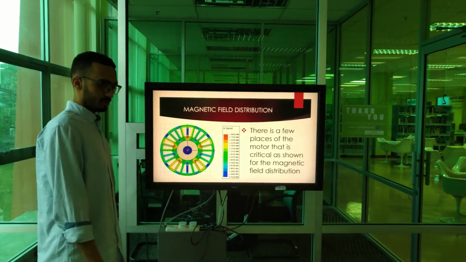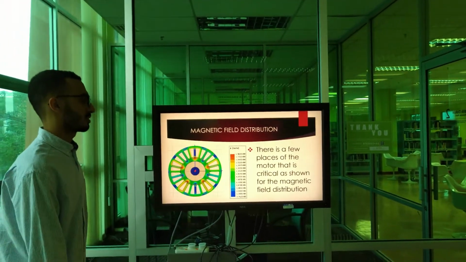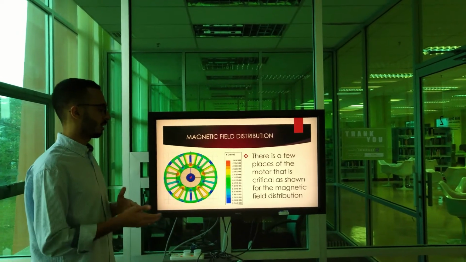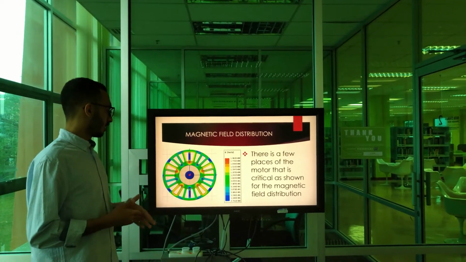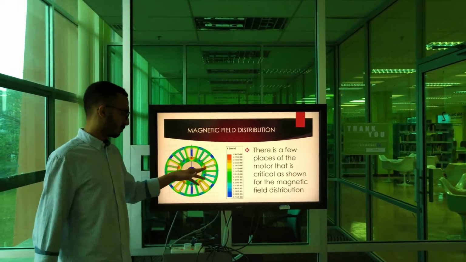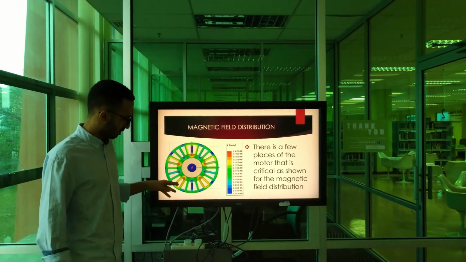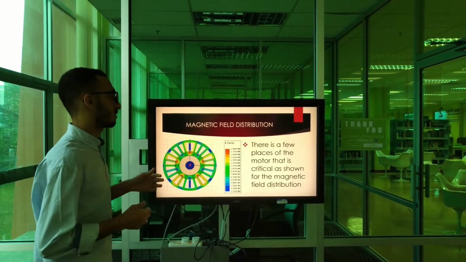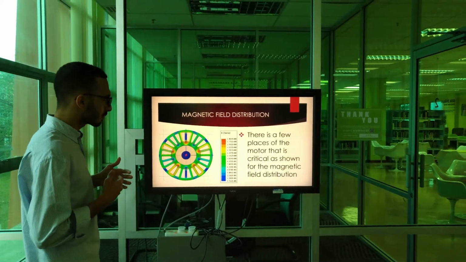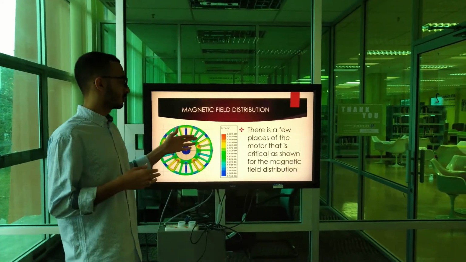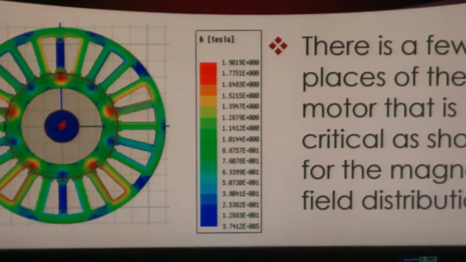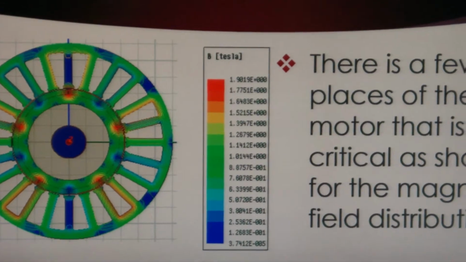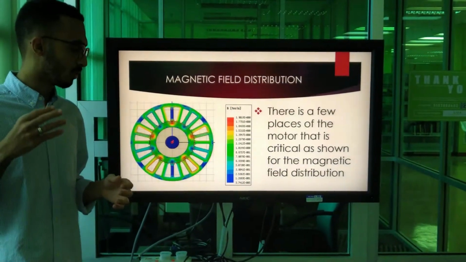For the magnetic field distribution, there are a few places in the motor that are critical, shown in red in the field distribution. The highest value of the magnetic field distribution was 1.9019, and the lowest was 3.74 times 10 to the power of -5.